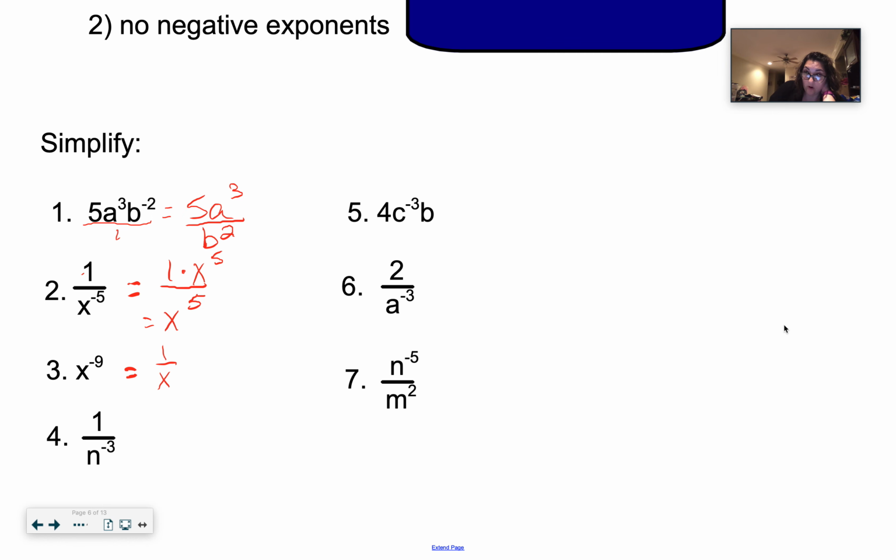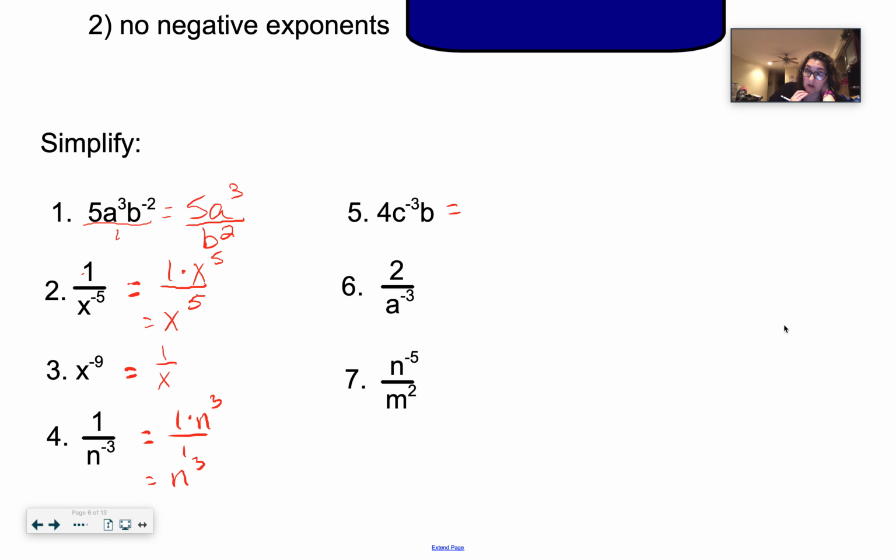All right? Number 4. So I've got 1 over n to the negative third. This is going to be very similar to number 2. So that n has a negative exponent, so it's going to flip to the opposite. So it's going to come to the top. Nothing's on bottom now, so I can just write n to the third.